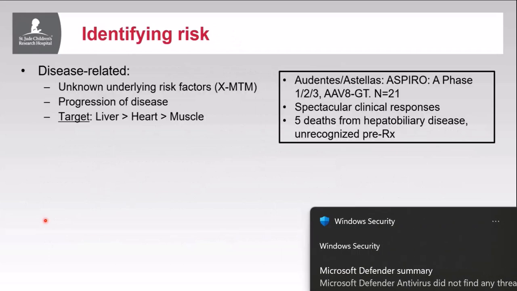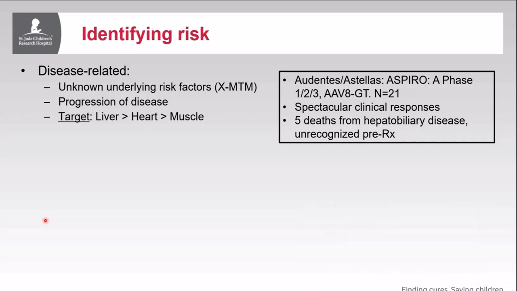So what about identifying risk? Okay, I'm not going to belabor the Aspero study because you've heard about that from the two prior speakers. But I think the important thing is that there were underlying risk factors that weren't known about at the time. But when you see a side effect, is it attributable to the drug or is it progression of disease that was unmasked? Or in some cases, a combination of both.